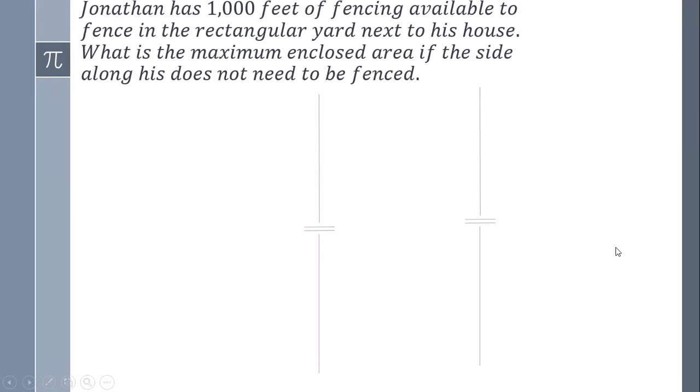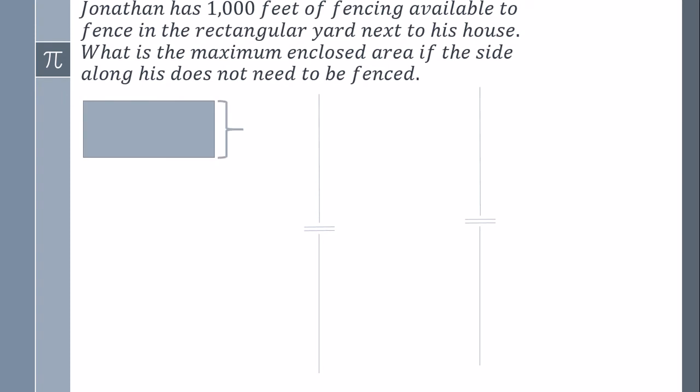Hi. So the problem is Jonathan has 1,000 feet of fencing available to fence in the rectangular yard next to his house. What is the maximum enclosed area if the side along his house does not need to be fenced?